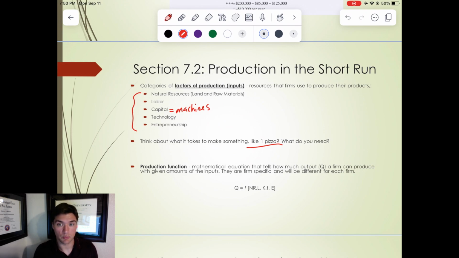So that's what the production function is. You take all the inputs that you have and ask, okay, how much output can you make? It's just telling you, based off of the different factors that you have, 3 employees, 3 ovens, 1 entrepreneur, 1 kitchen, how many pizzas can you make? So that's the production function.